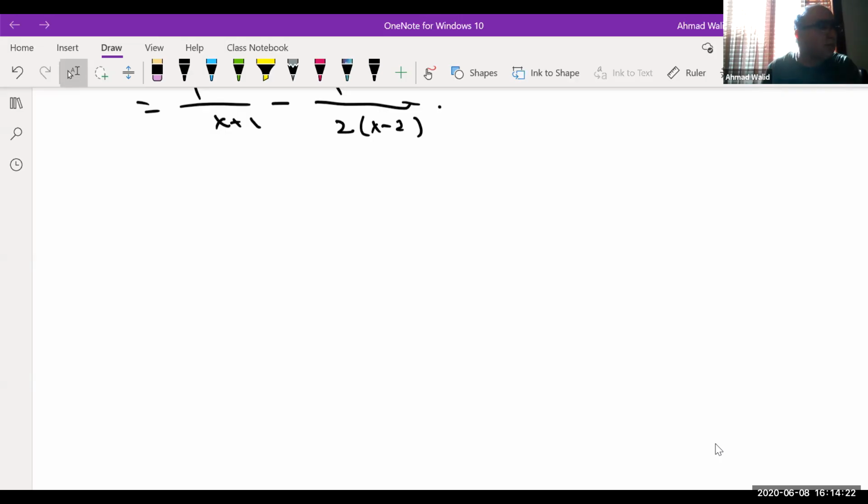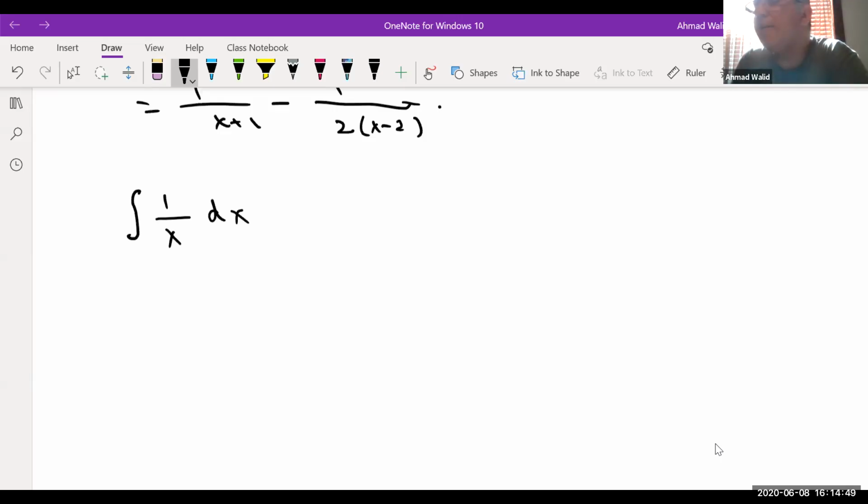Now, what is the integral of 1 over x? Our next formula is the integral of 1 over x dx. What is the integral of 1 over x dx? For all of you, now it's easy to understand what is the integral of 1 over x.